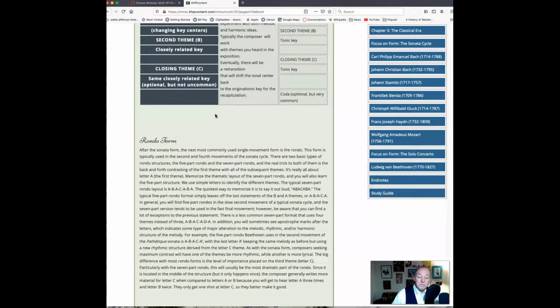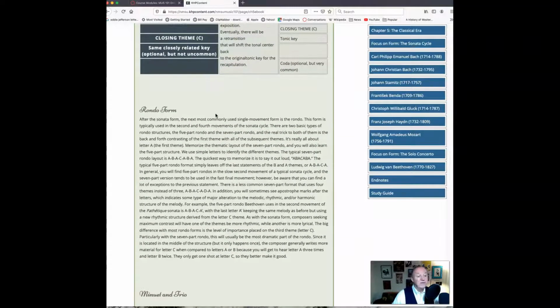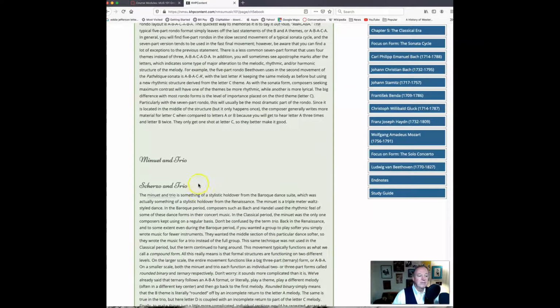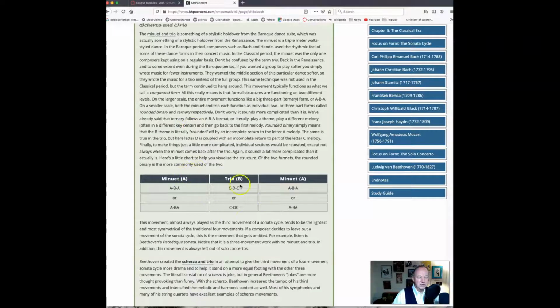The other movement forms are interesting, but they're less important. You need to learn them, though. The rondo form comes in two types, 5 and 7 part. Minuet, trio, scherzo, and trio. We deal with issues of that.